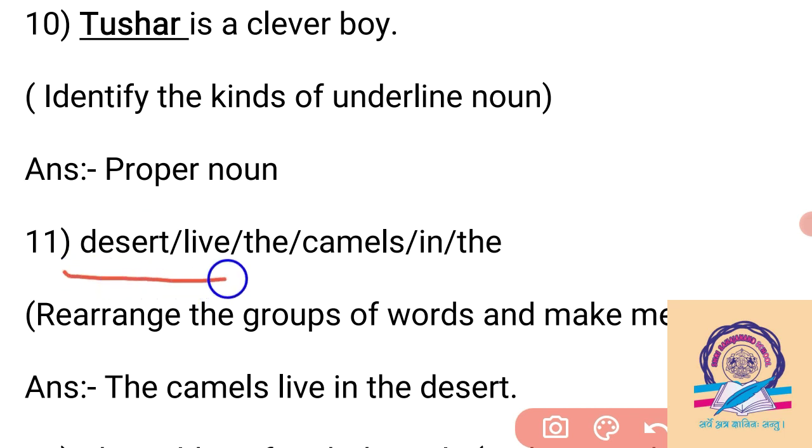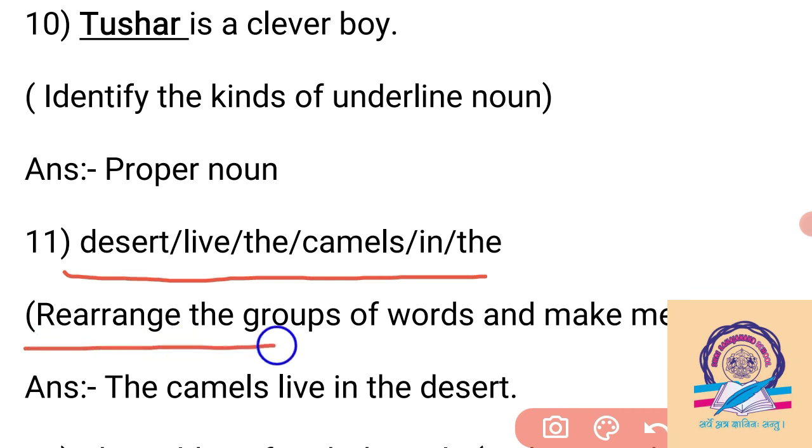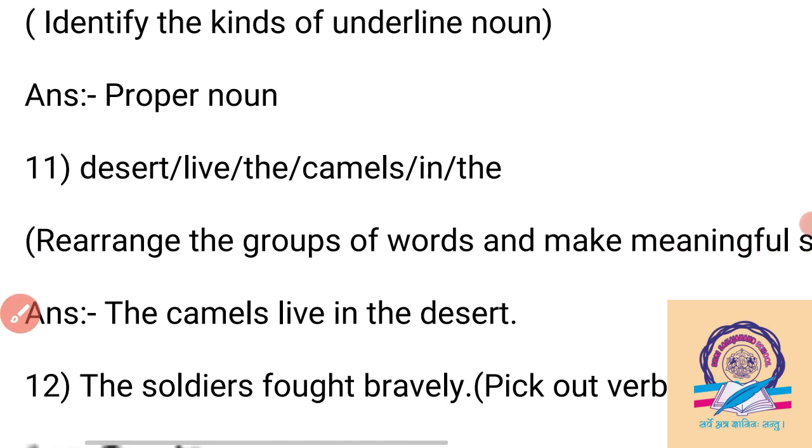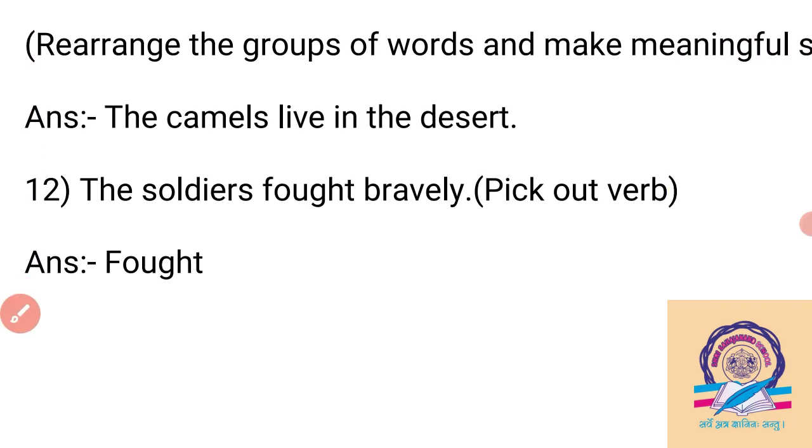Then: desert leave the camel in the. Once again we have to rearrange the group of words and make a meaningful sentence here. Once again, remember this formula: subject, then verb, then object, then other words. So the camels live in the desert here. Our answer is: the camels live in the desert. We have to write it in such a way that the meaning can be made from that jumbled word group here.